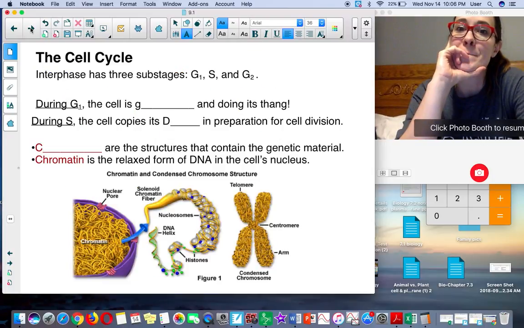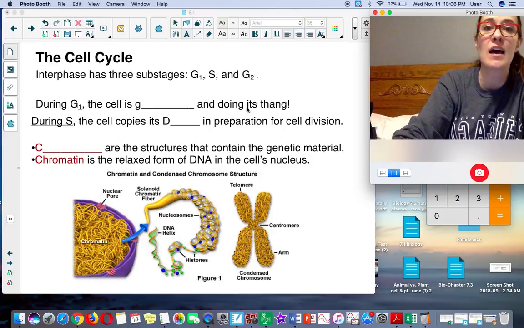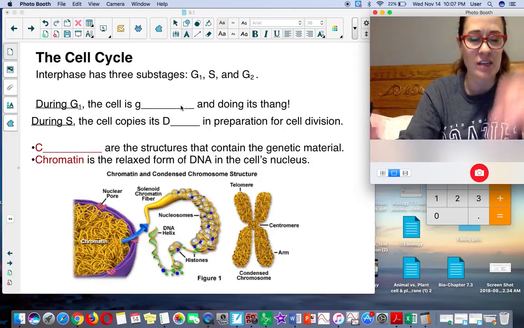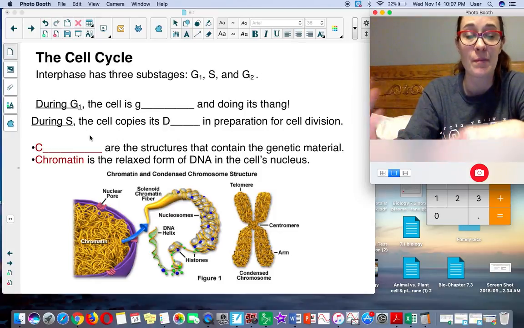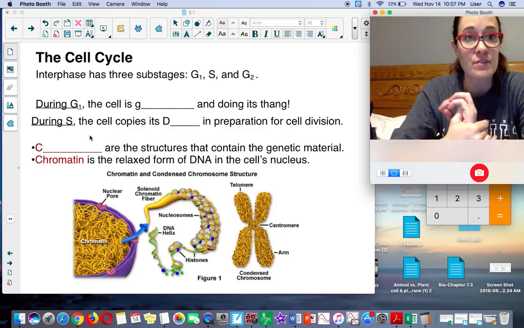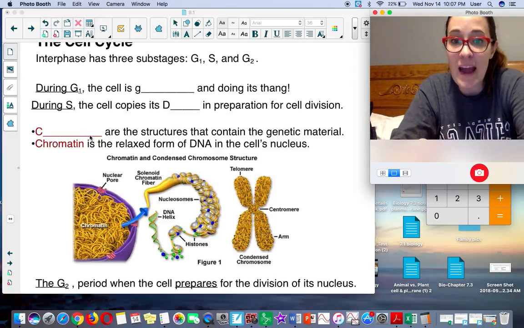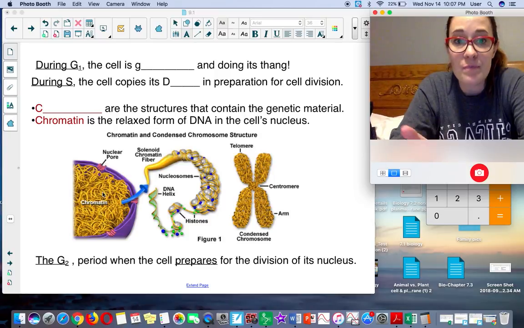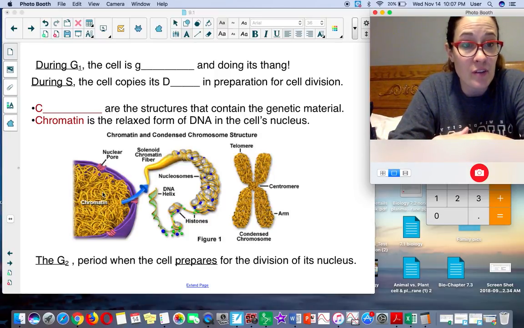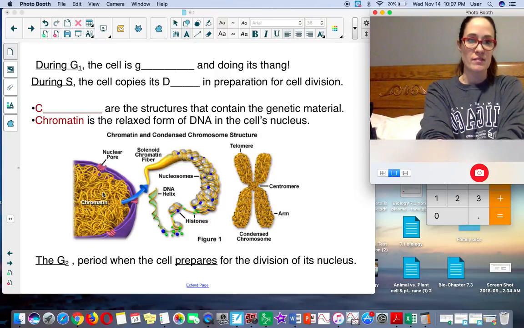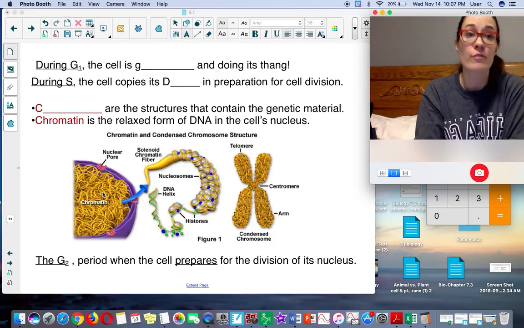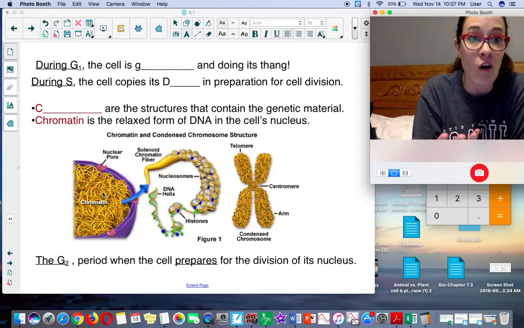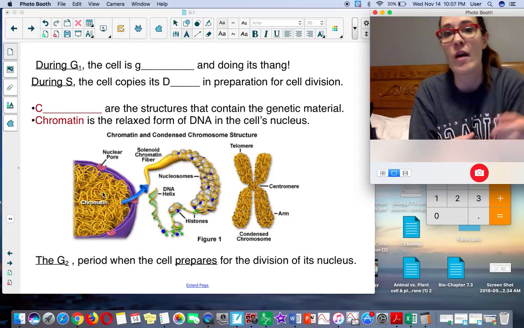So interphase broken down. During G1, the cell is growing, getting bigger in size and doing its thing. And the S phase, S actually stands for synthesis, so the cell is copying its DNA in preparation for cell division. And I added a picture here of different genetic material. So the genetic material within the cell can exist in different forms, look differently. It's all the genetic material, however.